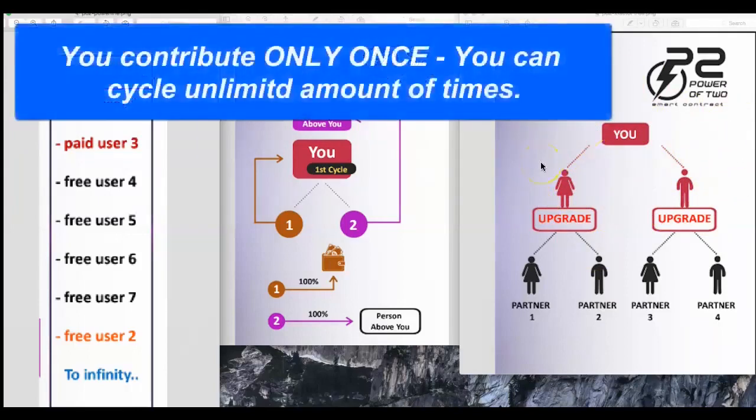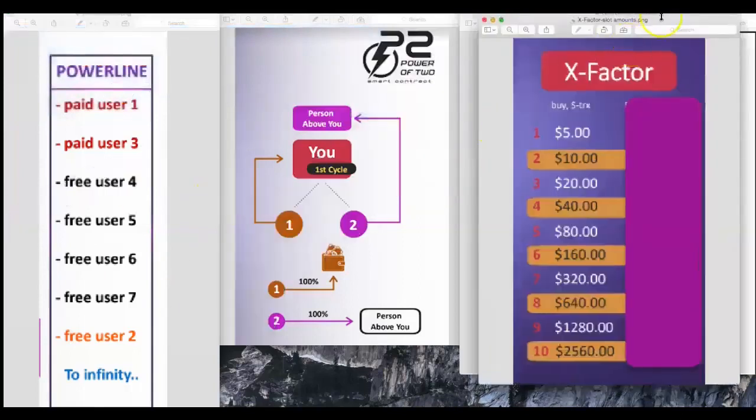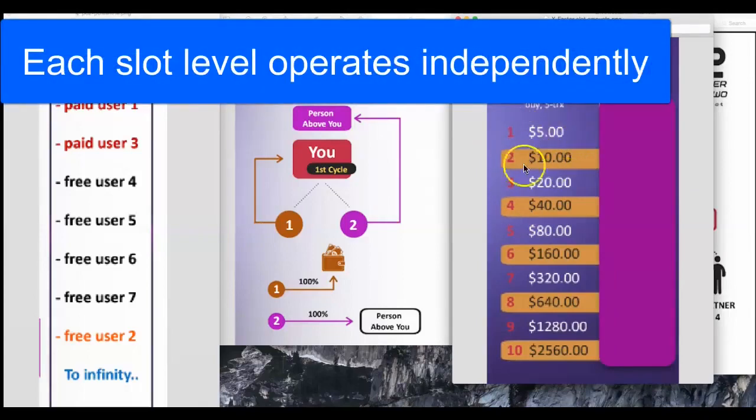And this can happen over and over and over again. You contribute once, you can cycle unlimited amount of times. The time frame for cycling is, there's no way to know. It's all based on the activity inside of the entire community, right? Okay, but this is independent in each different slot level. So $10 slot level, it's independent. You're here, you contributed $10.